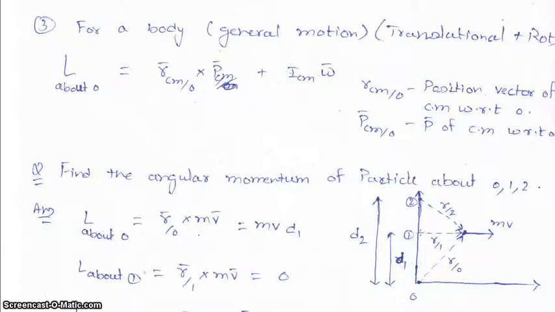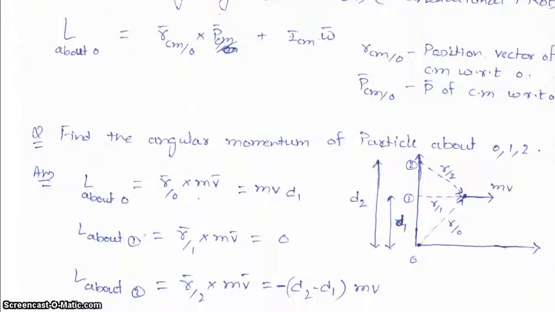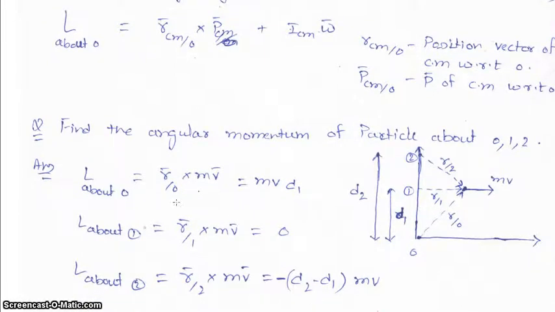About 1, which is in the line of the momentum, it will be 0 because the perpendicular distance, or the angle between r vector and p vector, is 0. And about 2, it will be m v (d2 minus d1), but the direction will be opposite. So we took angular momentum about O to be positive, so we have to take angular momentum about 2 to be negative. The angular momentum about O is in clockwise direction or inward, about 2 it's in anti-clockwise direction or outwards.